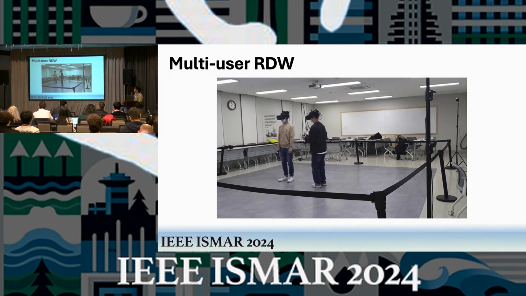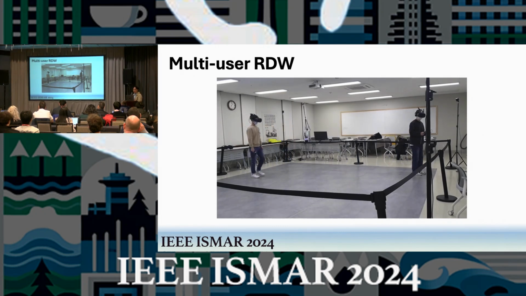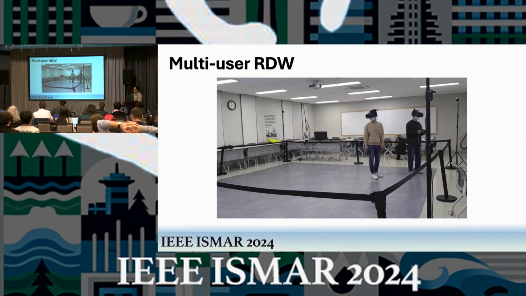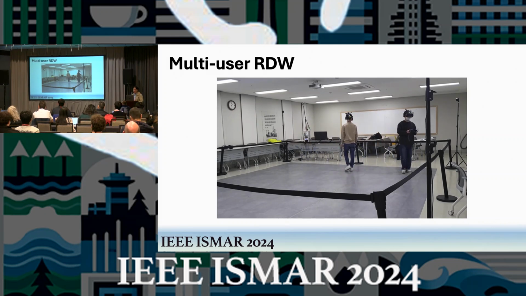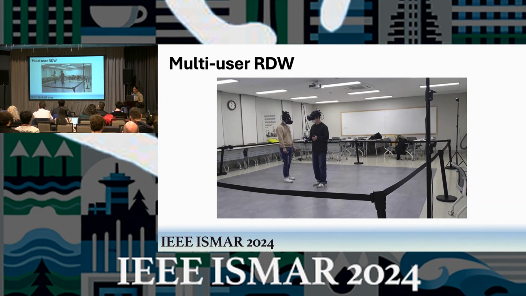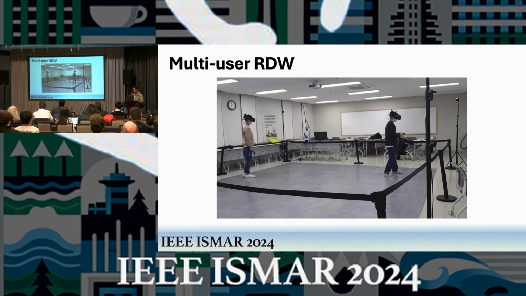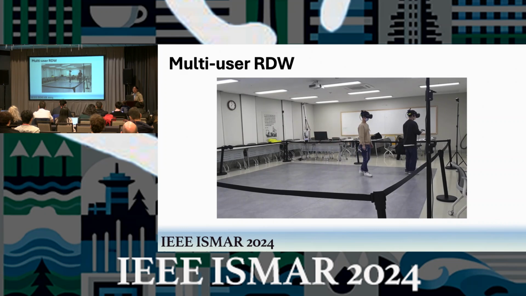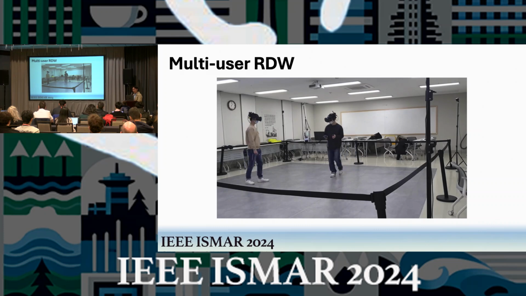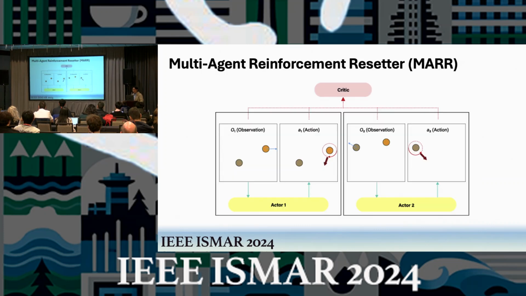But how about this situation? They are sharing the same physical space and experiencing VR content, and it is very tricky to calculate where to reset in the multi-user RDW scenario because the users might collide with each other or with obstacles in the physical space. So we need to consider many things to determine the reset direction. Therefore, we propose a reset controller suitable for the multi-user RDW scenario, and our technique's name is multi-agent reinforcement resetter, MARR. This is the overview of our model.